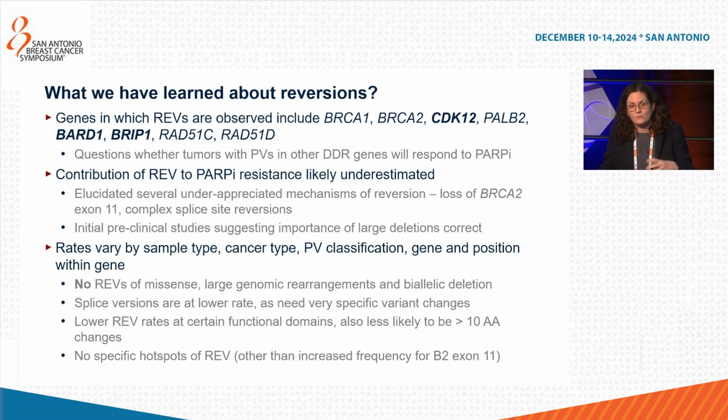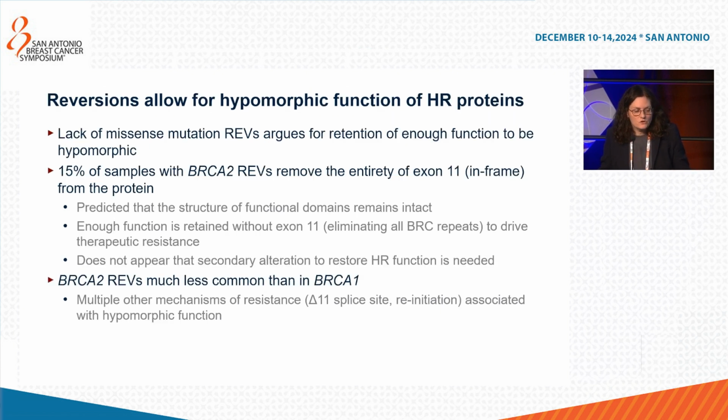I would not say that there are really specific hotspots as much as there are really specific low spots where we just see much lower rates of reversions depending on mutation type and location. And we think that reversions allow for hypomorphic function of these proteins.